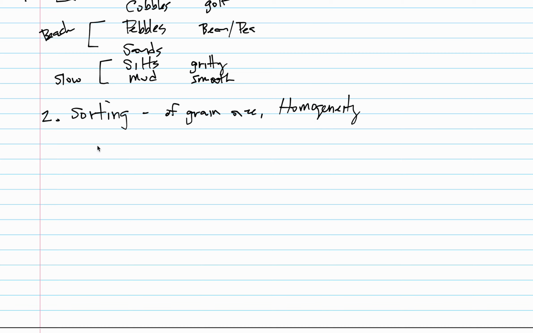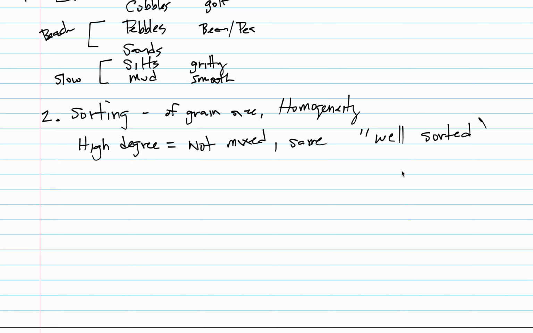So if something has a high degree of sorting, that means it is not mixed. Everything is the same. And actually the word that we use for that is we would call that well sorted. A sketch of something well sorted would be like sand on a beach where every grain of sand is almost exactly the same size. Or every cobble on a beach is exactly the same size.